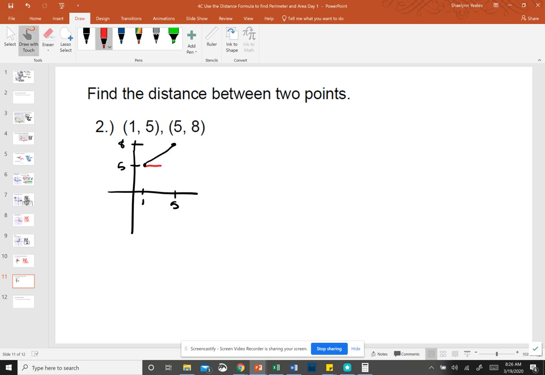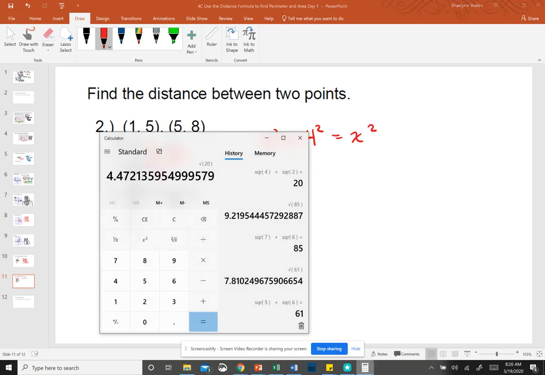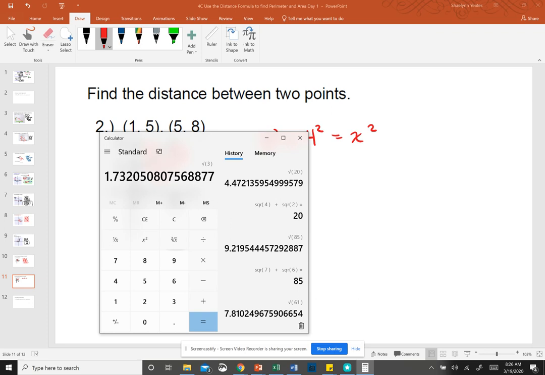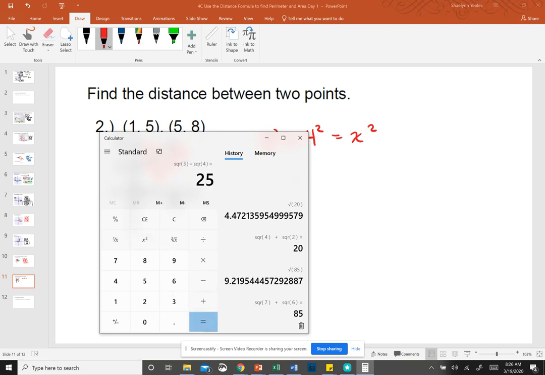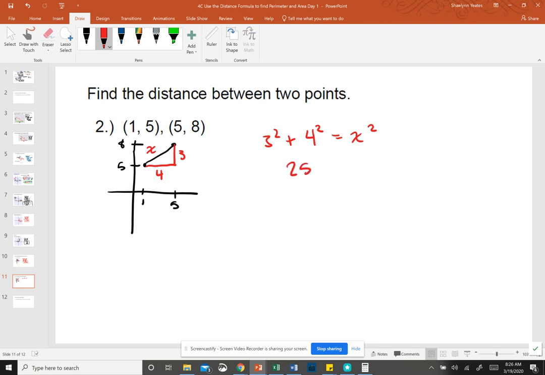So I know between 1 and 5, this is 4 long. Between 5 and 8, that's 3 long. So a lot of you might even know what the length of my, I'm going to call it x again, is going to be, but some of you might not. So let's go ahead and do it. So this would be 3 squared plus 4 squared gives me a 25. So I have 25 equals x squared. So if I take the square root of both sides, I get x equals 5.